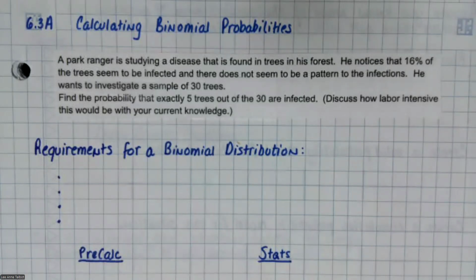Okay, so this is a probability question that would require a gigantic tree diagram. The first branch would be diseased, not diseased, right? 16%, 84%. Then next, trees would be 2 branches off of that. Yes, no. 4 branches off of that. Yes, no, yes, no. That would be the third one. And the tree diagram would go out to 30 trees. It would be extremely large.